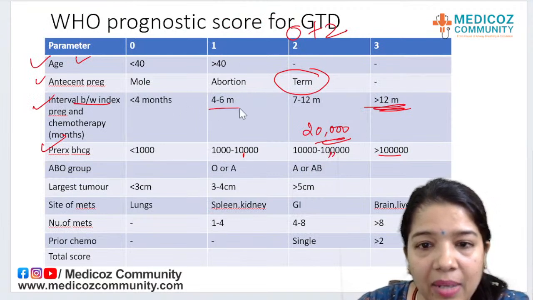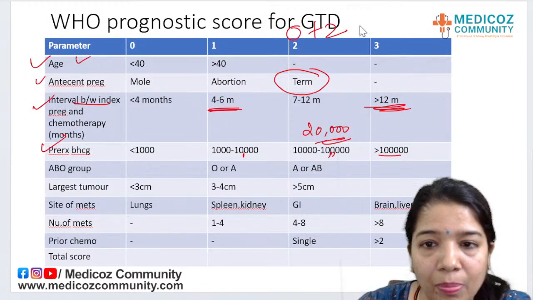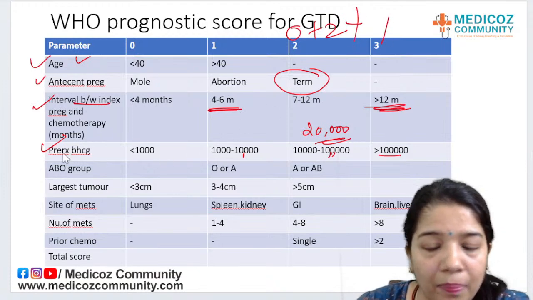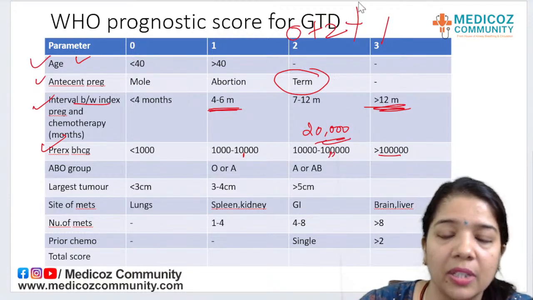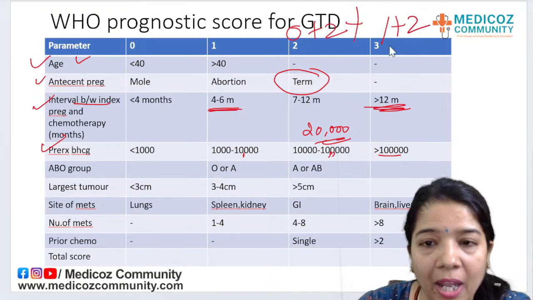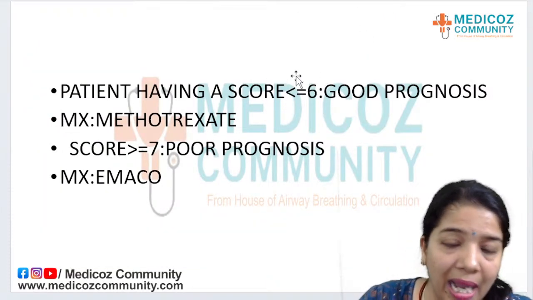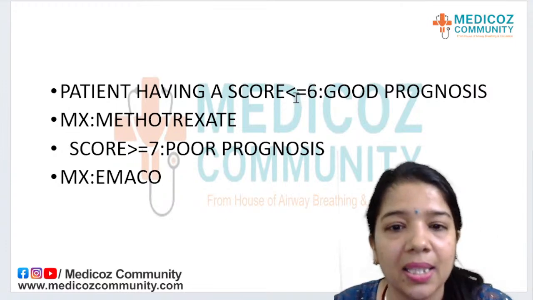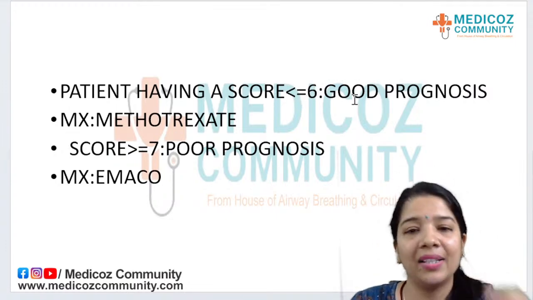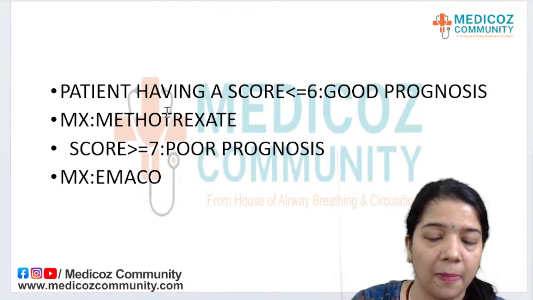So 8 weeks means she will be in this range, so plus 1, and pre-treatment beta HCG is 20,000, so she will be plus 2. Okay. So the total score is approximately less than 6. And if any patient's score is 6 or less than 6, she has a good prognosis, and the treatment will be simple methotrexate. Okay.